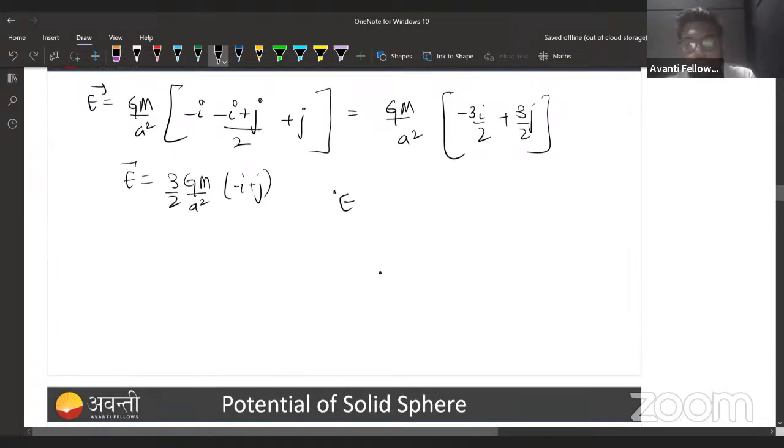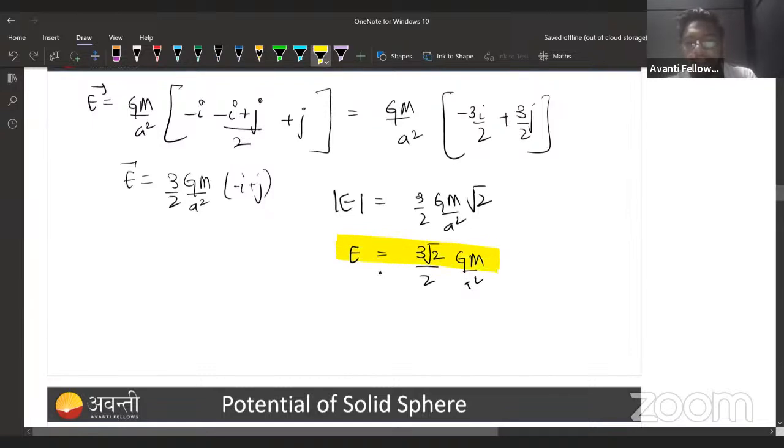If I want to calculate the magnitude, it will be 3 by 2 Gm by a square into root 2. See, i ka square plus j ka square, that will be root 2 under root mein. So this will give out to be 3 root 2 divided by 2 Gm by a square. This is our electric field magnitude, right? Quite pain to calculate. Vector, you have to think of vectors, you have to see the direction where it is, etc., etc.